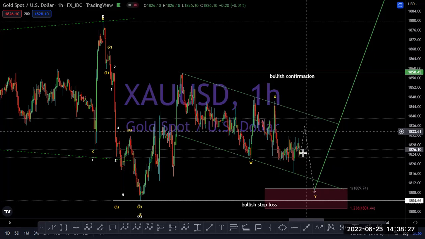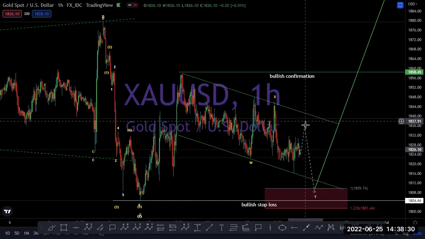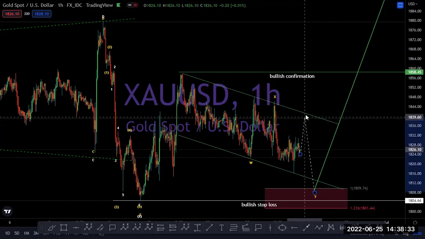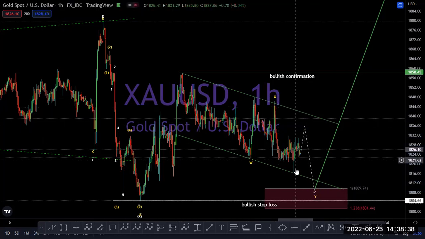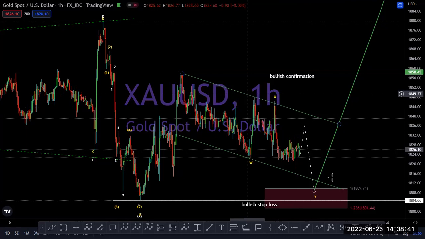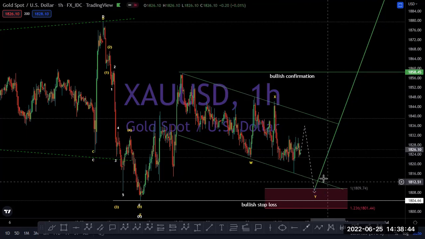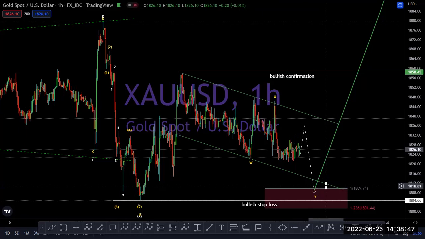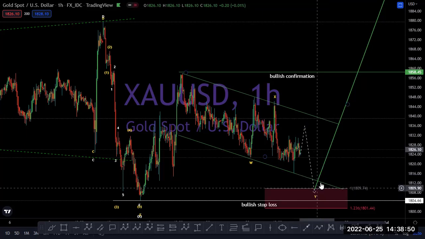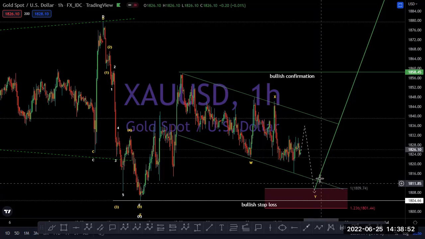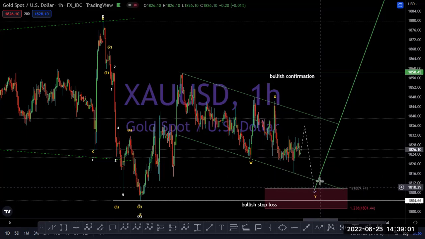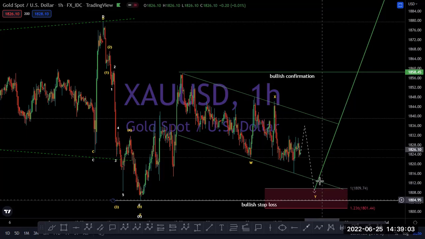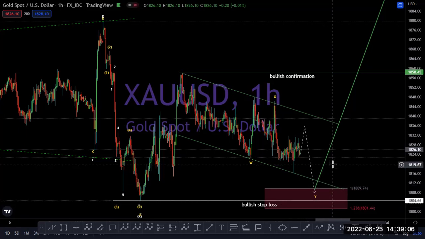Now, gold may move up maybe somewhere before this line, or it may hit this line and go down to complete A, B, C, which gives us WXY. When that happens, I believe gold will buy either from this line or in this blue box. So I'm expecting gold to buy within 1830 or within 1816, 1808, or even 1800. So it calls for patience.